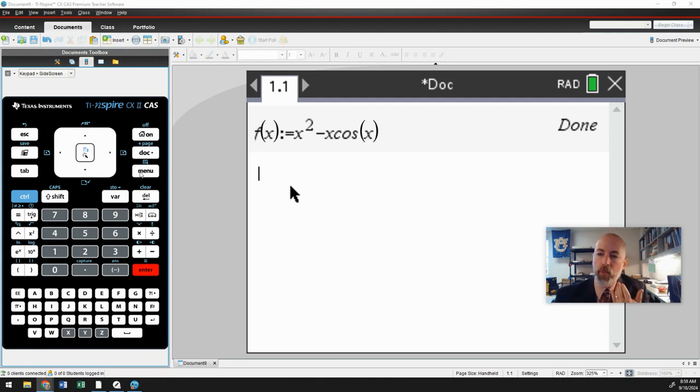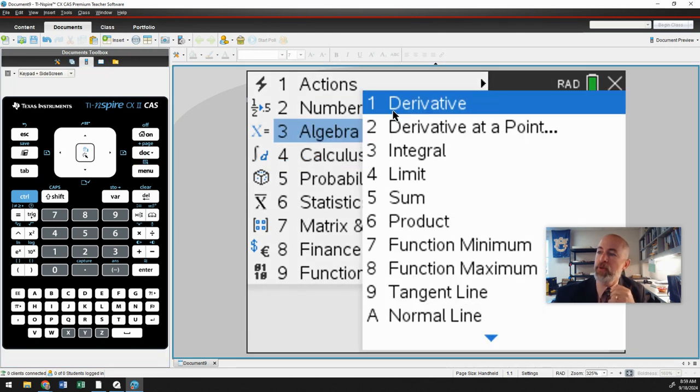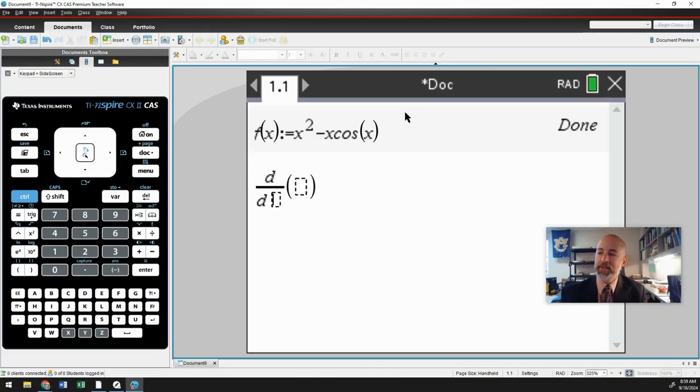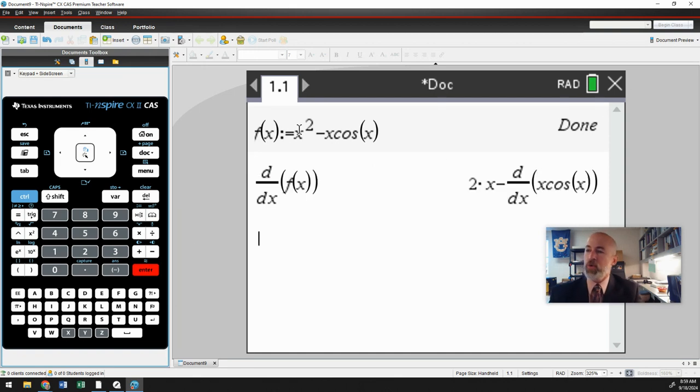Now I want to find the derivative of that function, and we're going to run into a problem. The way you do general derivatives is you hit Menu, Calculus. I want the derivative, not the derivative at a point. I want the general derivative, and the CAS-capable calculators will give you a derivative in terms of x. So you need to do the derivative with respect to x, and I want to differentiate what I just defined as f of x. And now what's going to happen when I hit enter is something interesting. It will correctly differentiate the x squared, but it did not differentiate x cosine x.